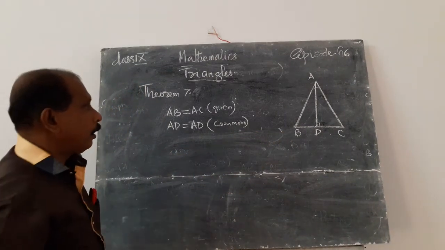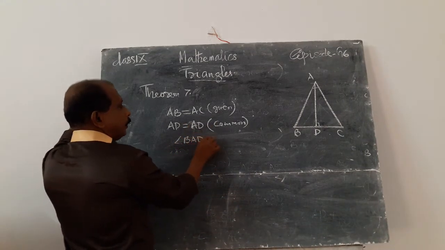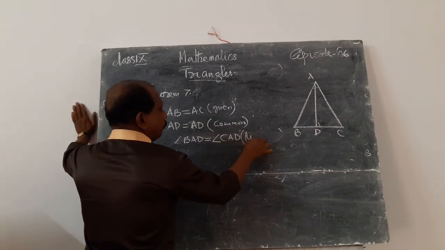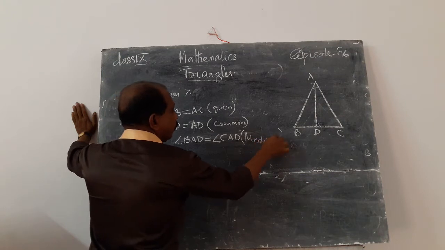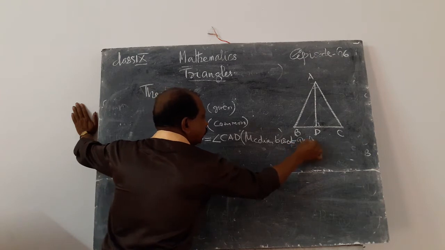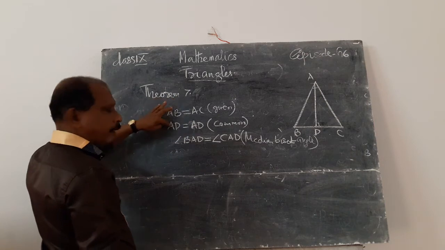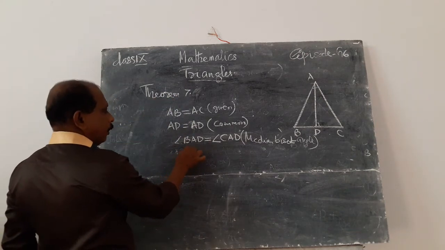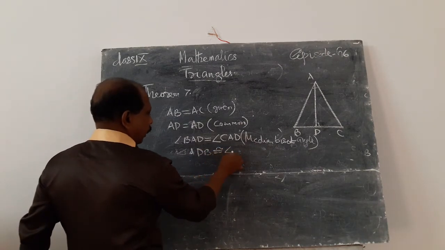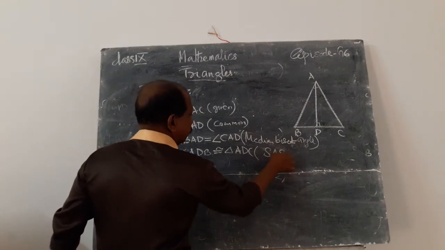In the case, we know that angle BAD is equal to angle CAD. That is, the median bisects the angle. That is the reason. Therefore, side, angle, side. Therefore, triangle ADB is congruent to triangle ADC. What's the result? Side, angle, side.